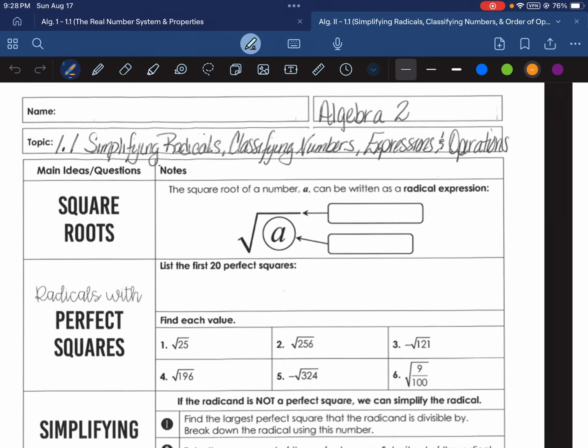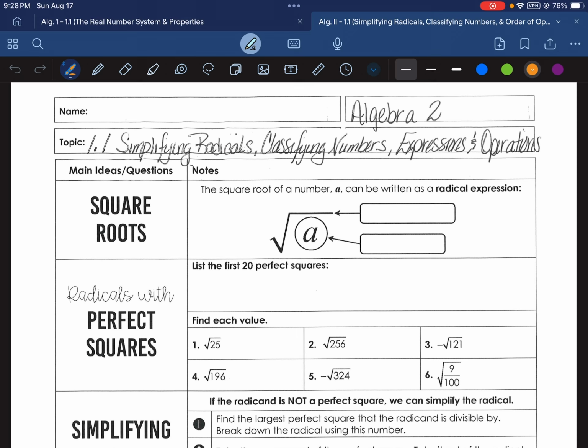Our first topic we're going to talk about is square roots. The square root of a number, a, can be written as a radical expression. Here we have this symbol, and this symbol is called a radical. A lot of times it's called a square root. We know a name for it. However, we're going to try and call it a radical more often, just for that symbol. But we can speak it as "square root of blank."